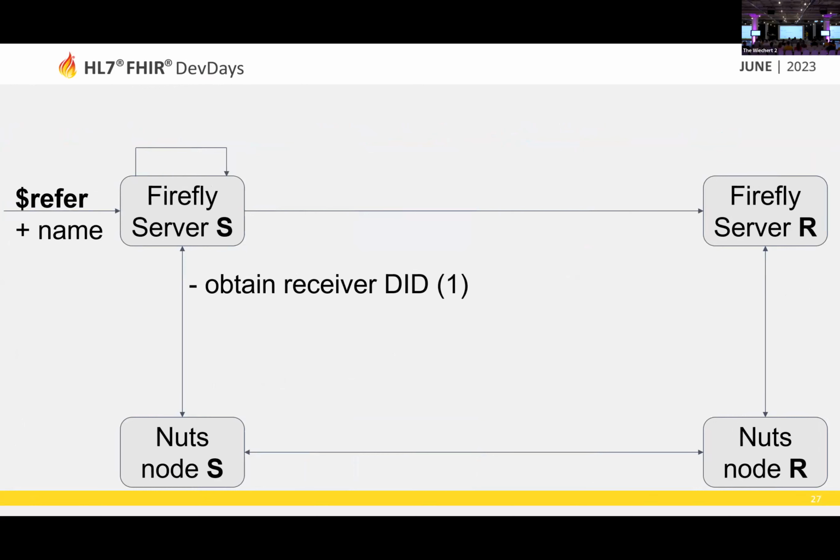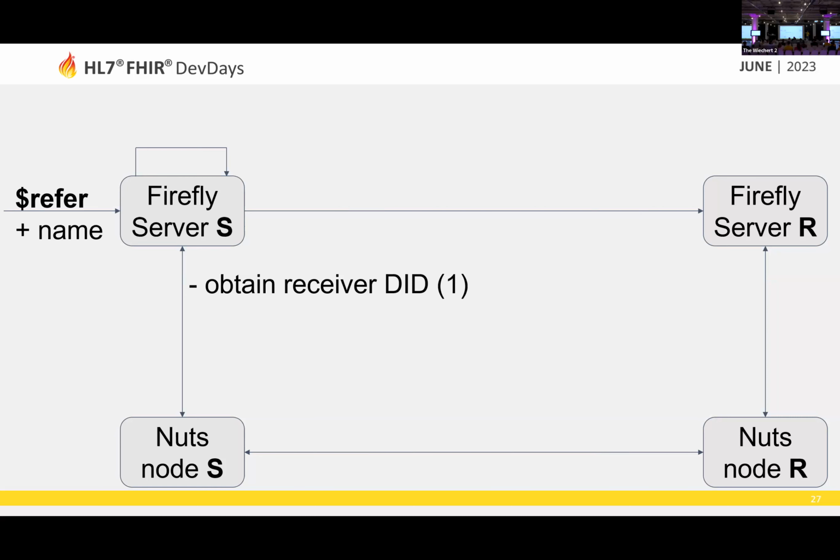Now, this is what the flow looks like. So you have a sender FHIR server and node on the left. You have a receiver on the right. It's not server client. It's really system to system. And then the first thing that you do is you trigger this $refer operation and you provide the name of the hospital you want to send it to.